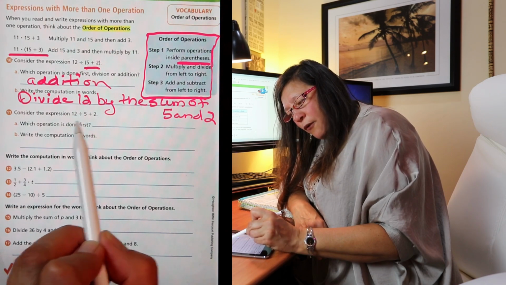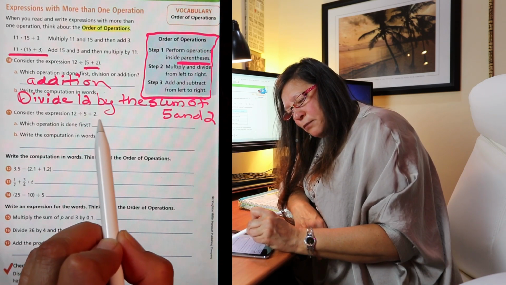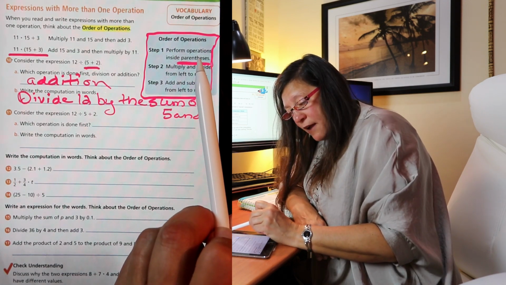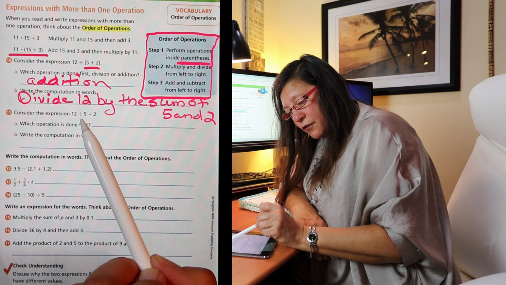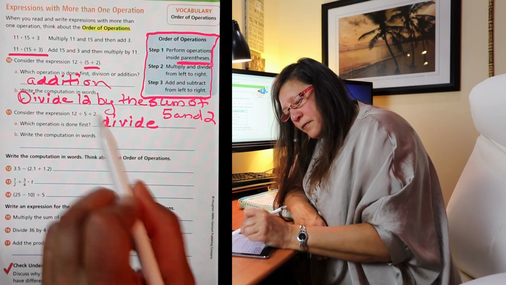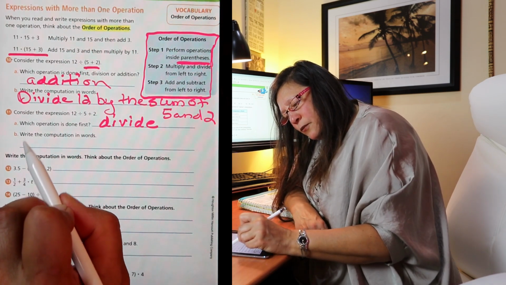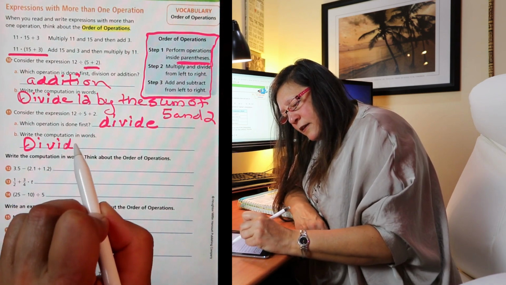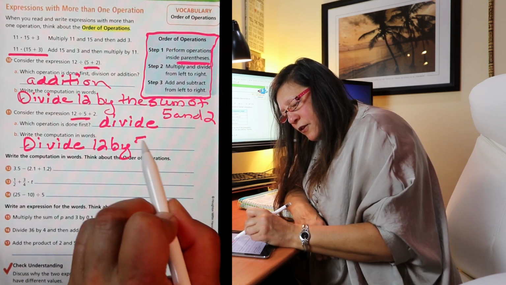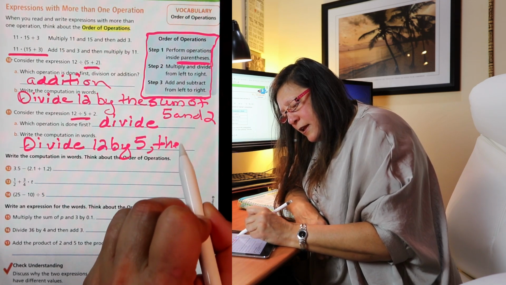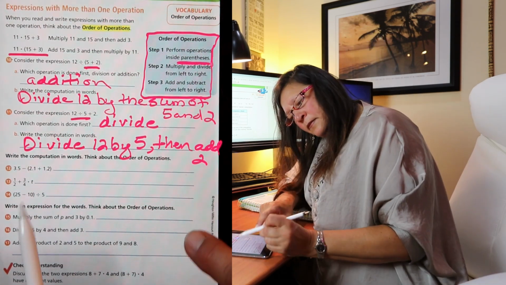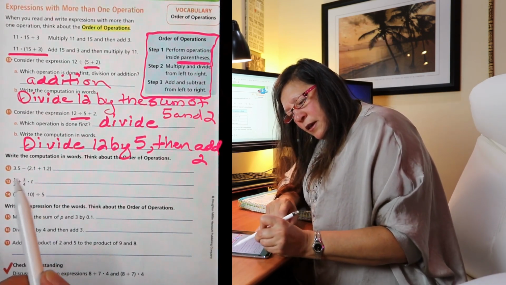Okay, so let's look at without the parentheses. 12 divided by 5 plus 2. Which operation is done first? Well, there aren't parentheses, so we don't do that first. You multiply and divide first, and there's a division here. So that means you are going to divide first. And write the computation in words. Divide 12 by 5. You do that first. And then comma, then add 2. Okay? All right, number 12.